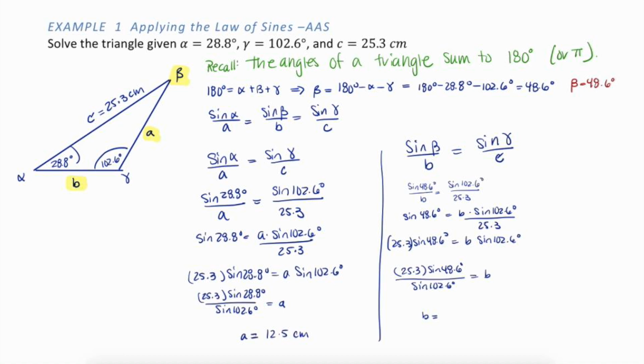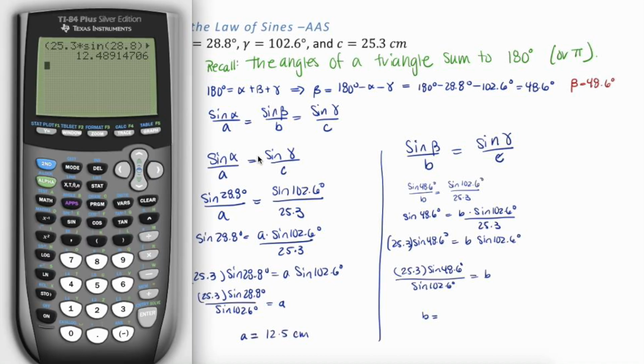Now that I have B isolated, I can use my graphing calculator to figure all of this out. So pull out your calculator. Here is my calculator. I'm going to go ahead and clear this screen. And now I'm going to compute 25.3 times sine of 48.6, this entire quantity, divided by sine of 102.6. And we end up with B is about 19.4 centimeters.